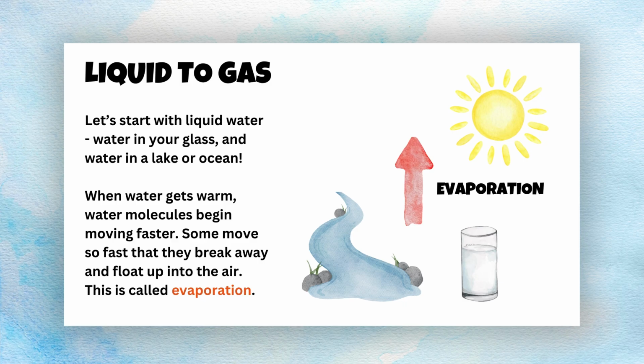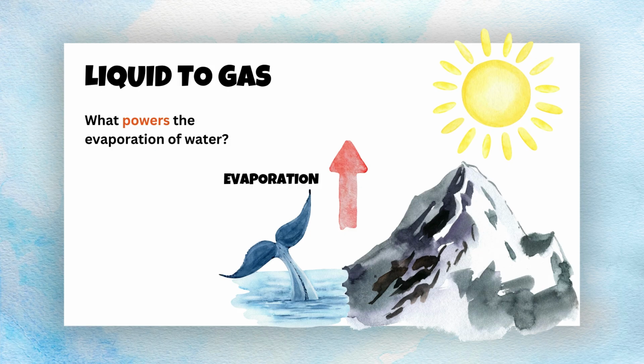Let's start with liquid water. Water in your glass, and water in a lake or ocean. When water gets warm, water molecules begin moving faster. Some move so fast that they break away and float up into the air. This is called evaporation. What powers the evaporation of water?